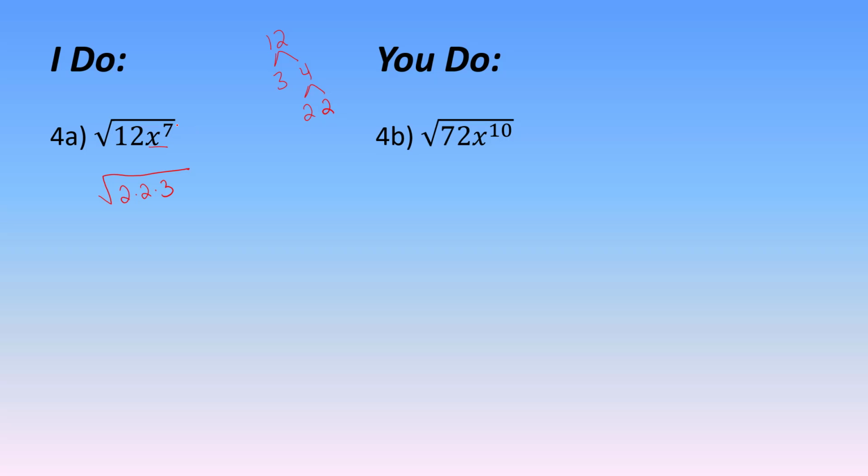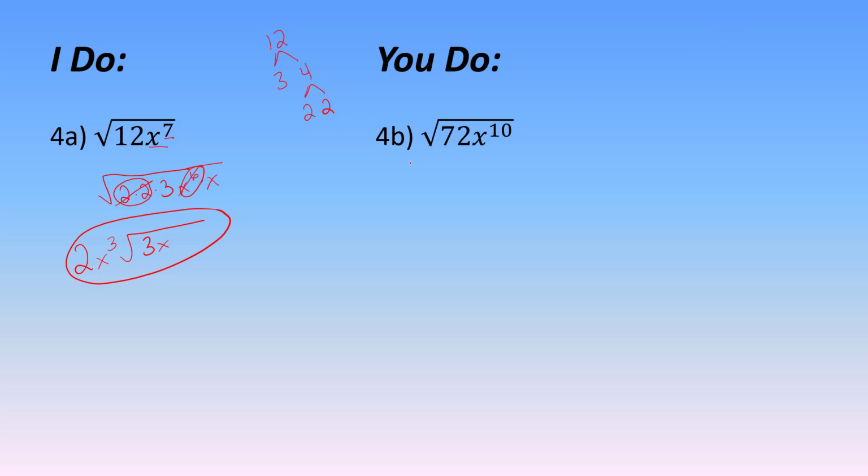Again, I want to make my variable have an even power. So x to the 6th times x. And we want to identify our pairs. I have two 2's, so a 2 will come out. I have 6 x's, so half of them will come out. And put together what's left in the radical. 3 times x is 3x. All right, you try it with question 4b.